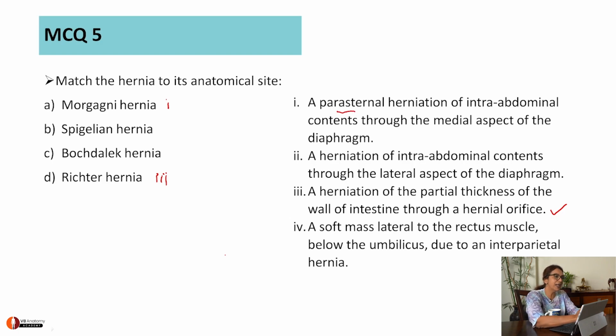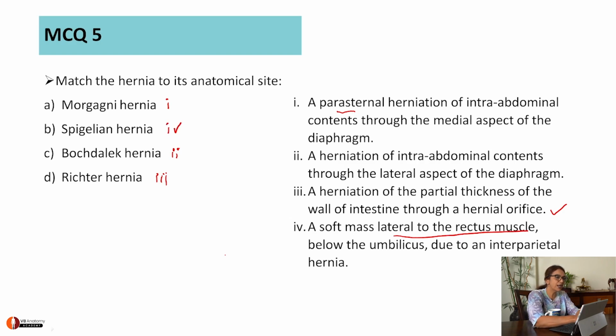So, Morgagni has to be 1. Bochdalek, herniation of intra-abdominal contents through the lateral aspect of diaphragm. Yes, 2 is Bochdalek. See, they are both diaphragmatic hernia. Spigelian, or soft mass lateral to rectus abdominis muscle. Okay, so this is Spigelian.